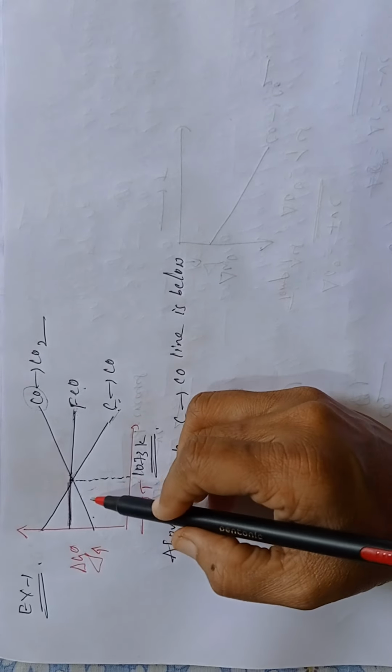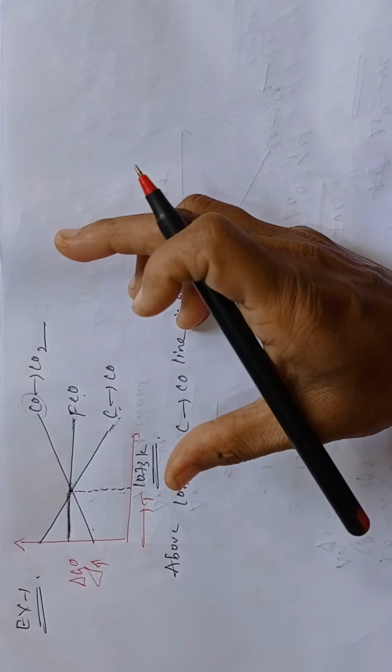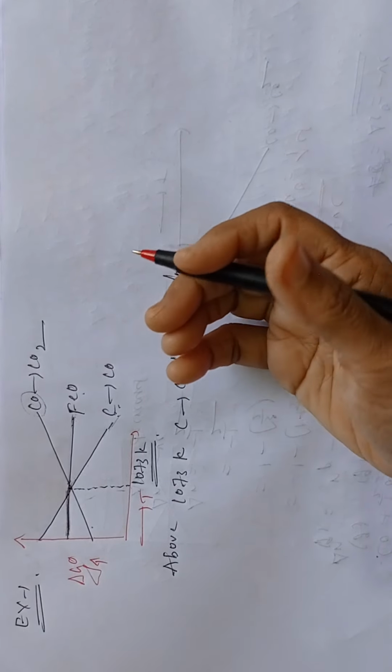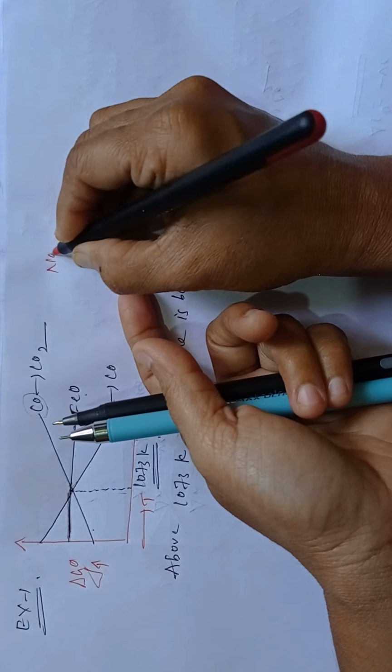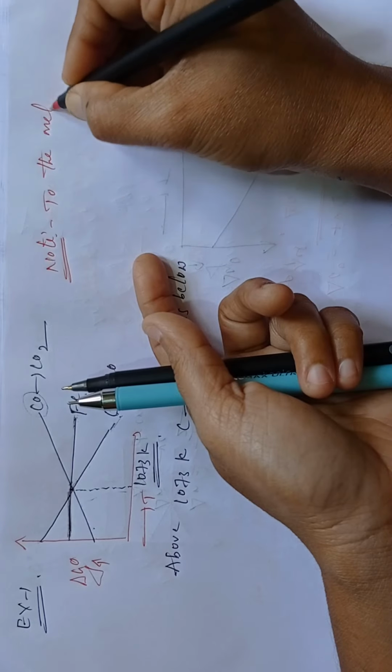Which is the best reducing agent, students? Which is the lower part? Just remember, students, the one in the lower part of the diagram, relative to the metallic oxide, is the best reducing agent. Are you clear? So here you just write a note, students.